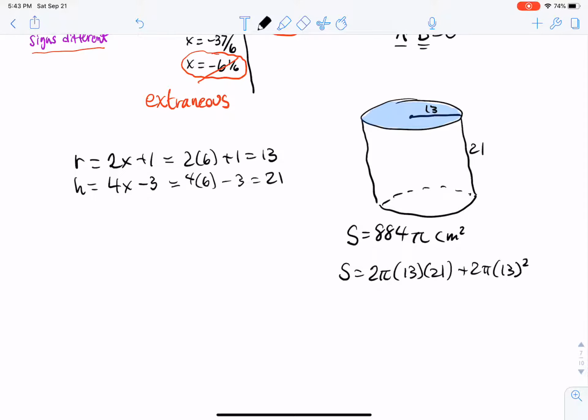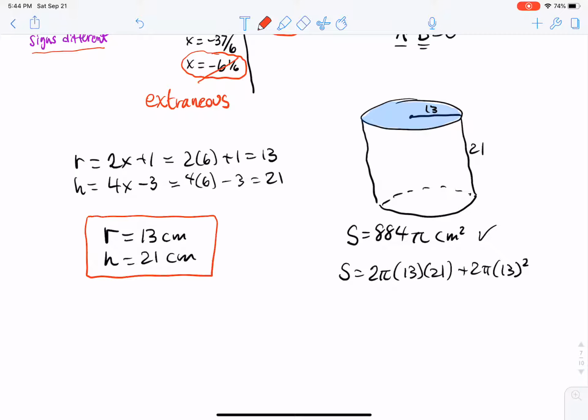And then mashing all of these numbers into the calculator, we do in fact get this 884 pi square centimeters, which means that we did our work correctly. And it means that the radius is 13 centimeters and our height is equal to 21 centimeters. And we're done.